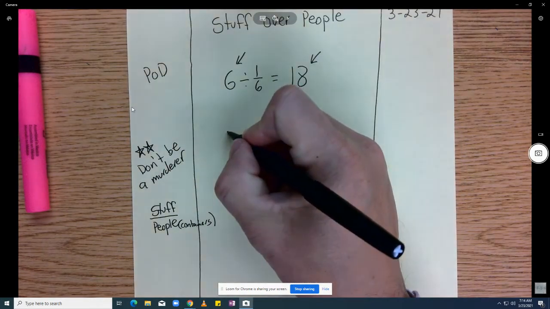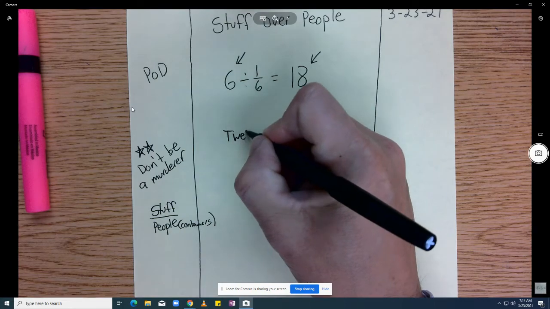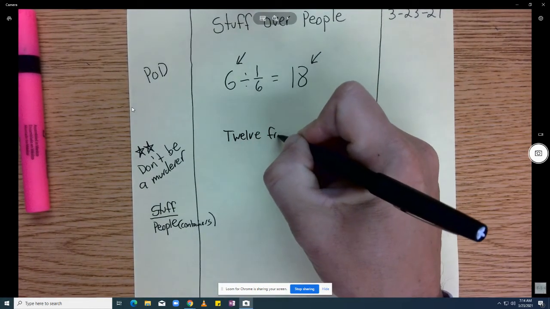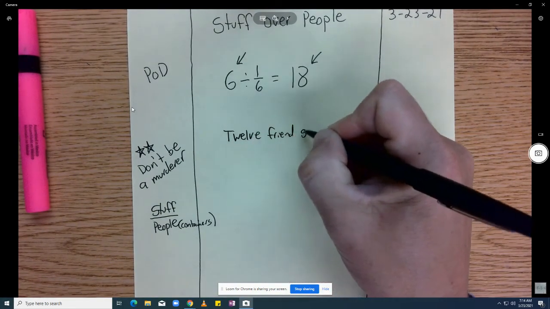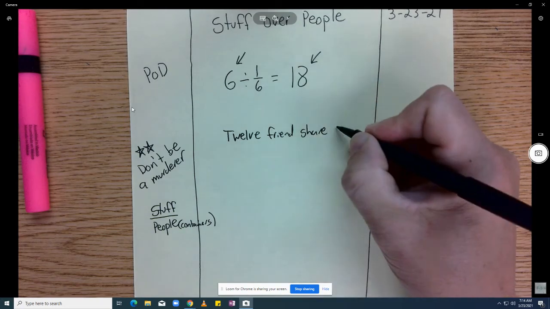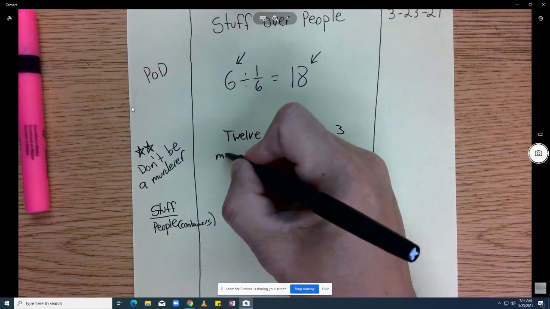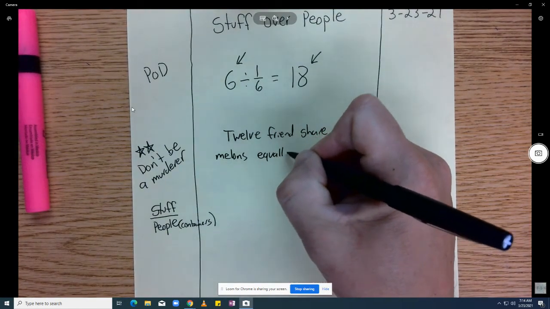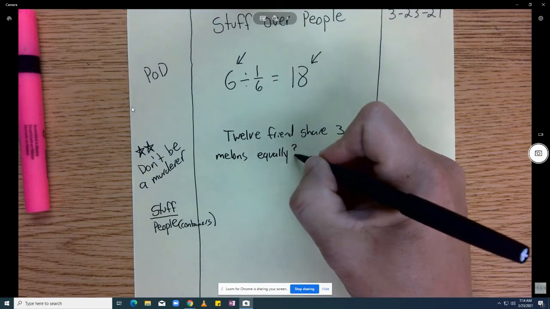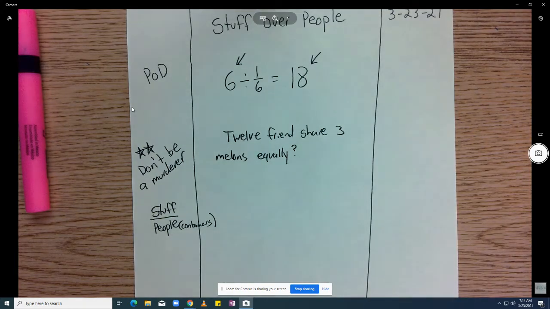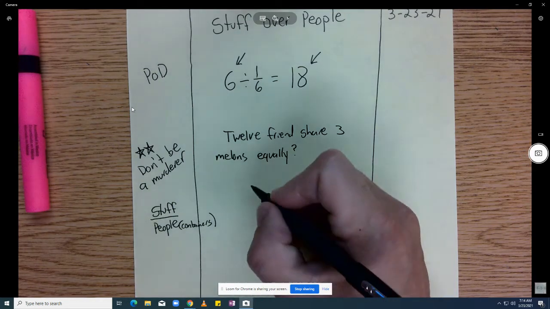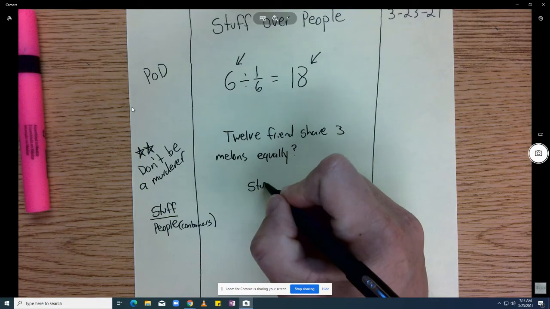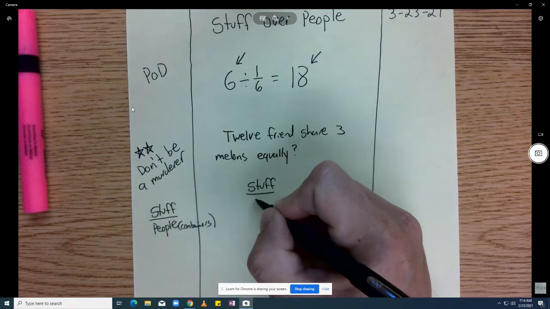So let's do this. Let's write 12 friends share 3 melons equally. How much does each friend get? So you're like, I don't know, 4, 12, 3, 4. So what you do is you just go stuff over people. So ready? Let's go like this. Stuff over people.